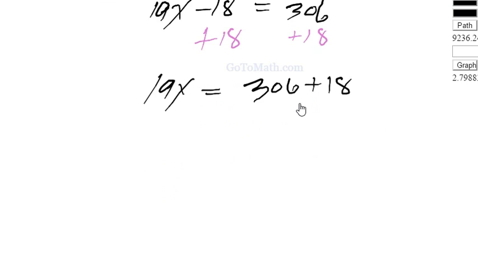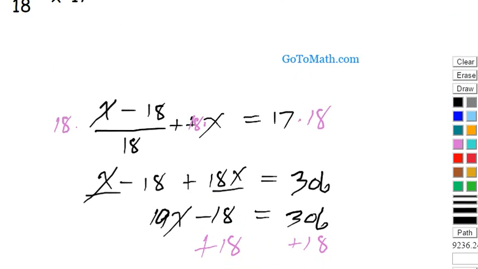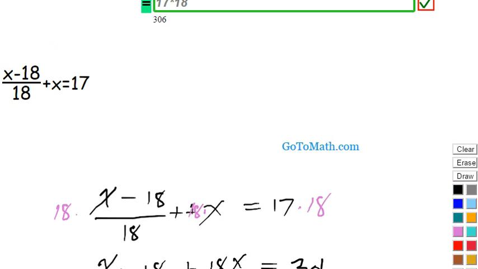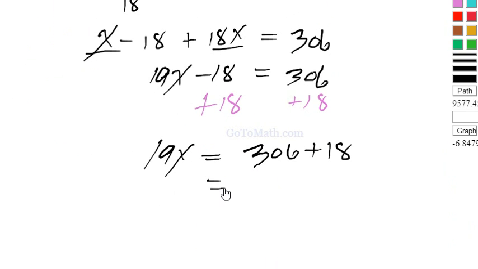What is that? 123? 124? My God, how embarrassing. 306 and 18. 306 and 18. I just had to take brain power. 324. What did I say a minute ago? I can't remember. I just don't want to make any mistakes.